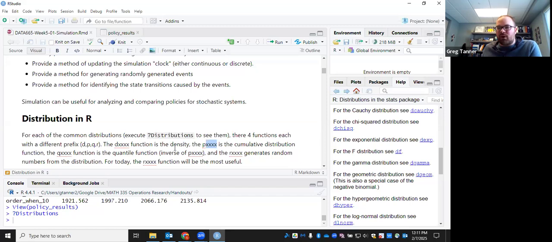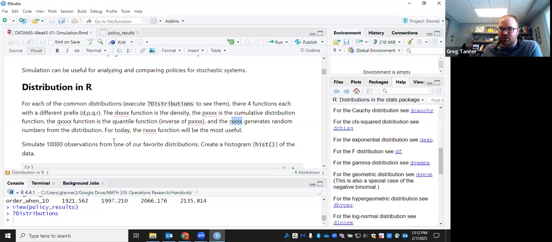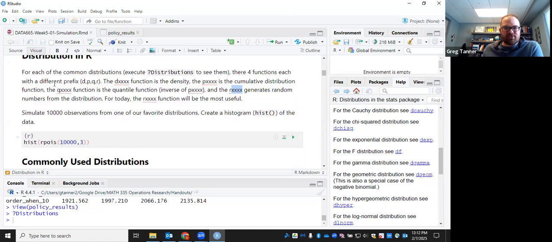But the one that we're most interested in when we're doing simulations is the R function. R followed by the name of a distribution generates random numbers from that distribution. And so if we're doing a simulation, we're not so much interested in finding out about the distribution, but generating values from it.